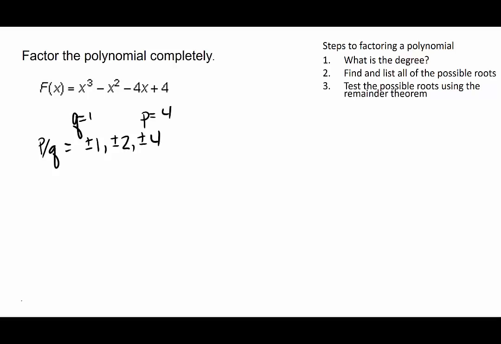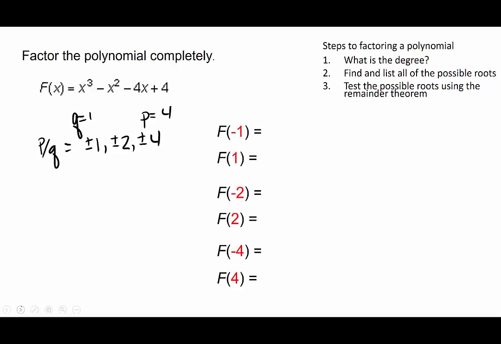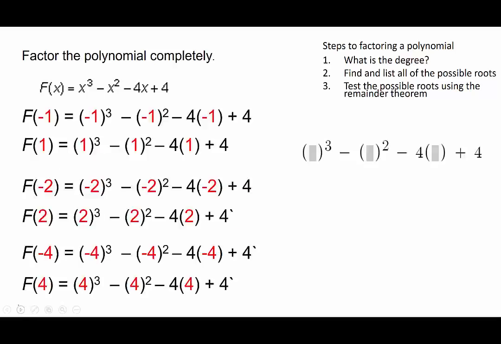Step 3, test the possible roots using the remainder theorem. So you have 2 options here. In Apex, they use synthetic division to divide by all possible roots, or we can use the remainder theorem. So to use the remainder theorem, we're going to plug in all our possible roots and look for a remainder of 0. If we get a remainder of 0, we have found a root. So we have to plug in all our possible zeros and look for the one that gives us a remainder of 0.